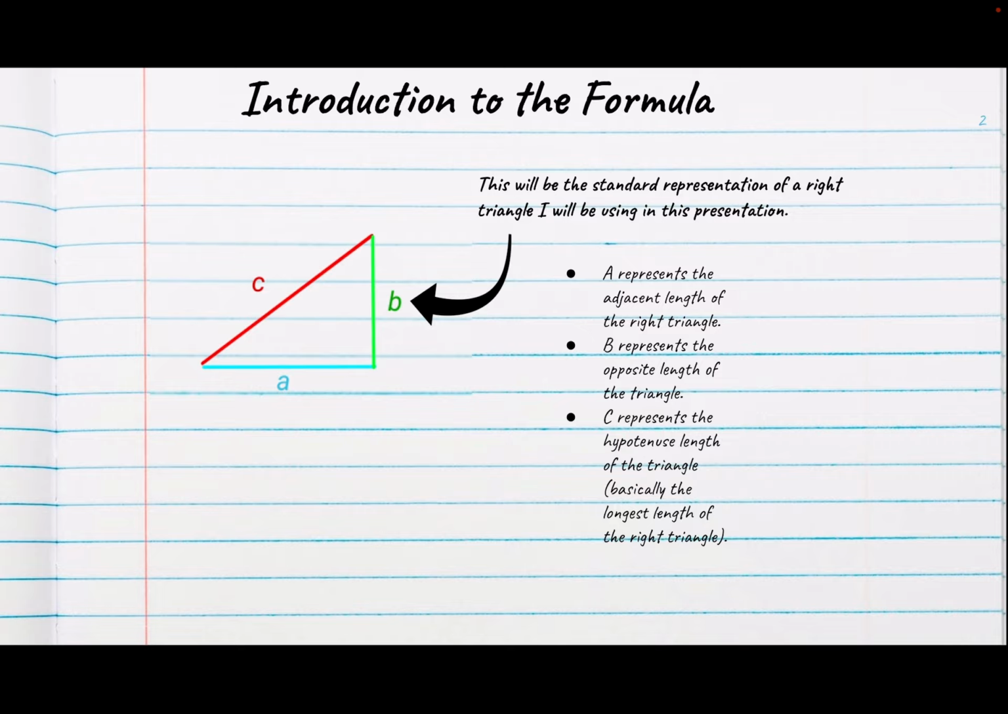Introduction to the formula. To the left, you see a triangle. This is the standard representation of a right triangle that I will be using during this presentation. Side length A, color-coded in blue, represents the adjacent length of the right triangle. Side length B, color-coded in green, represents the opposite length of the triangle. Finally, side length C represents the hypotenuse length of the triangle, and it is color-coded in red.